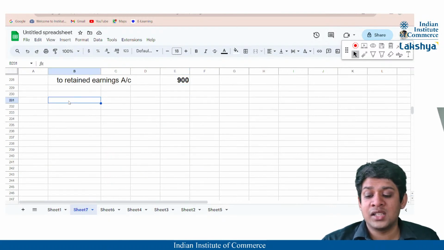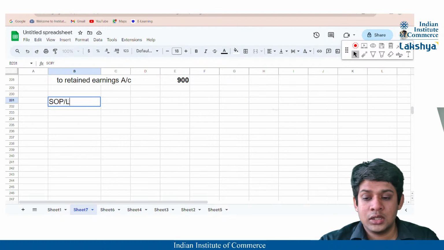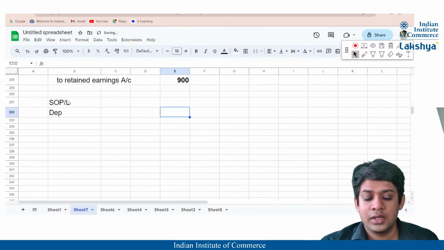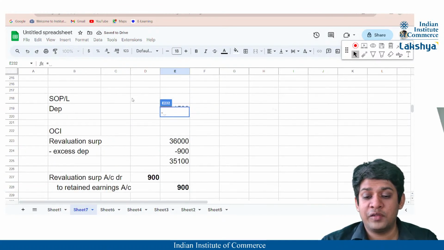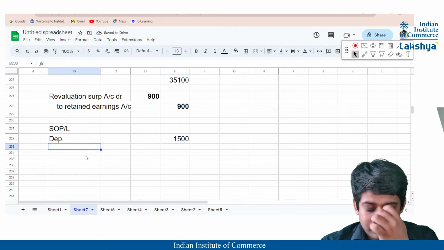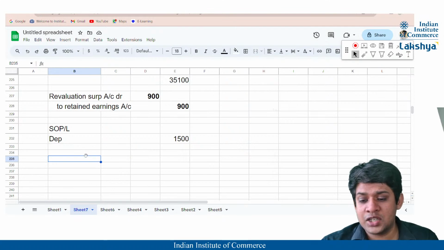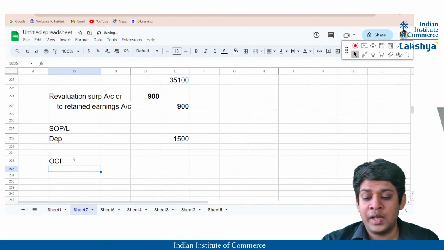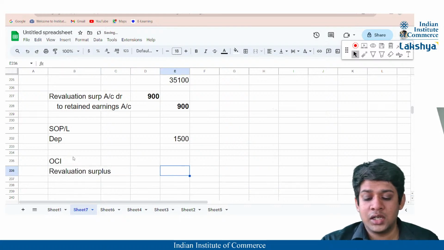Okay. So let us prepare the statement of profit or loss now. Depreciation will be stated. That is, as I already told you, 1500 is my depreciation which is to be stated. Correct? Then I will state, I think depreciation is the only thing, right? In the statement of profit or loss. Below that, I'll prepare my other comprehensive income where I'll state my revaluation surplus. That is 36,000, right?